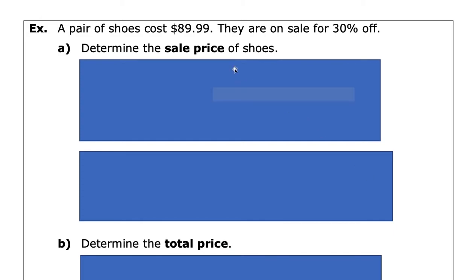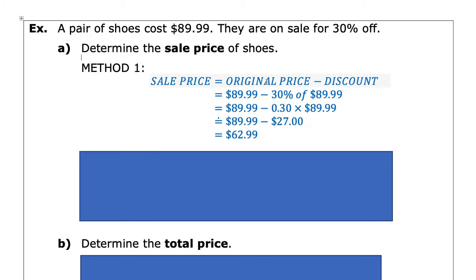Let's take a look at this example. A pair of shoes costs $89.99. They are on sale for 30% off. Determine the sale price of the shoes. You can practice this on your own since we've seen a similar example. The sale price is the original price minus the discount. I'm going to use this equation to solve for the sale price. All we need to do is calculate each part, starting with the original price.